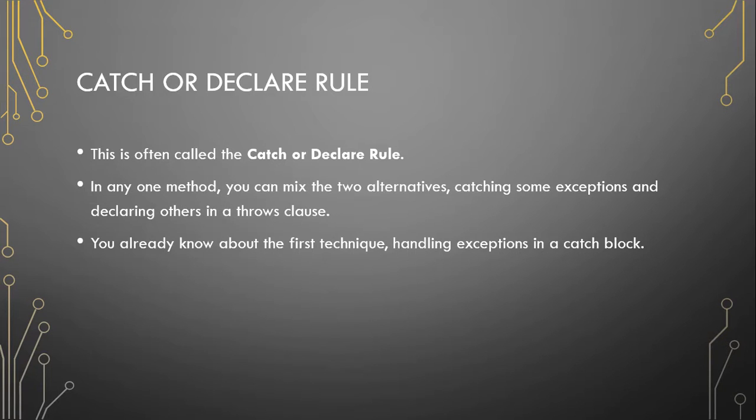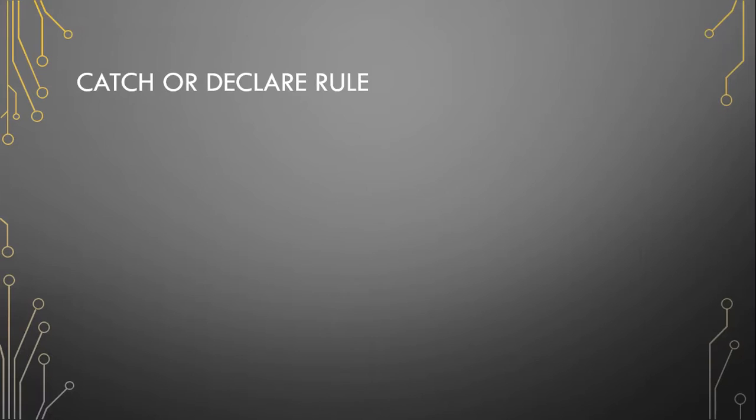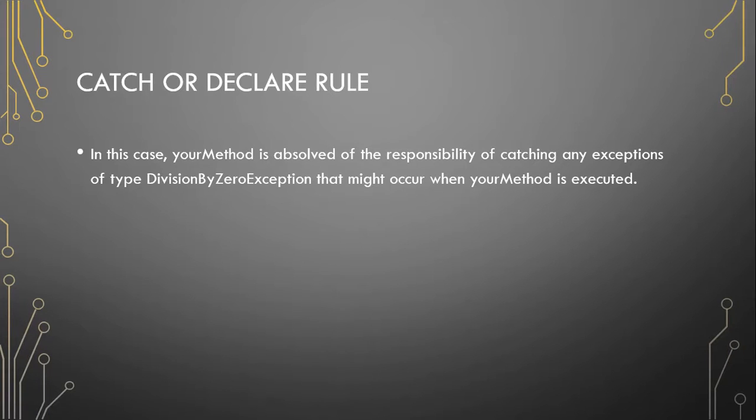Now, we already know about the first technique, handling exceptions within a catch block. We've done lots of those. The second technique is a form of shifting responsibility. For example, suppose your method has a throws clause as follows: public void yourMethod throws DivisionByZeroException. In this case, your method is absolved of the responsibility of catching any exceptions of type division by zero that might occur when your method is executed.